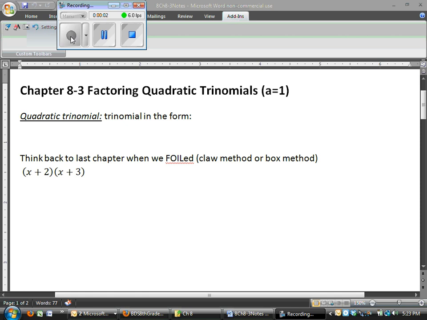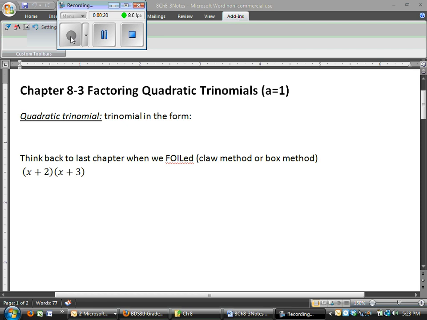All right, welcome back here. We're in section 3 now of chapter 8. Section 1, we factored some monomials. Section 2, we learned to factor by grouping and factoring out a common term, the greatest common factor. We saw that we could pull it out. Now we're going to factor something called a quadratic trinomial.